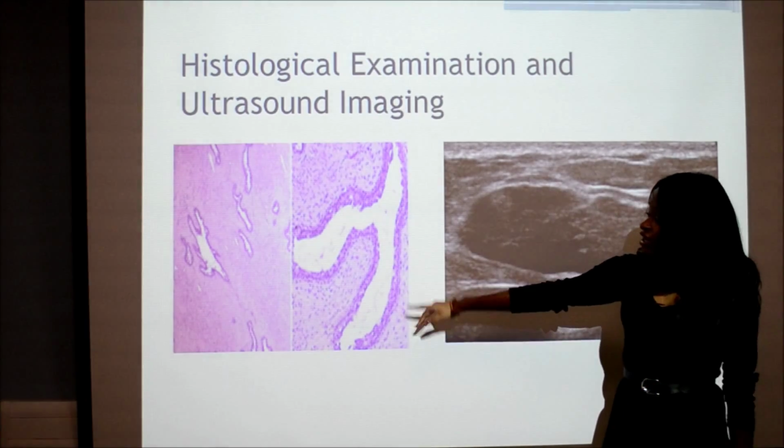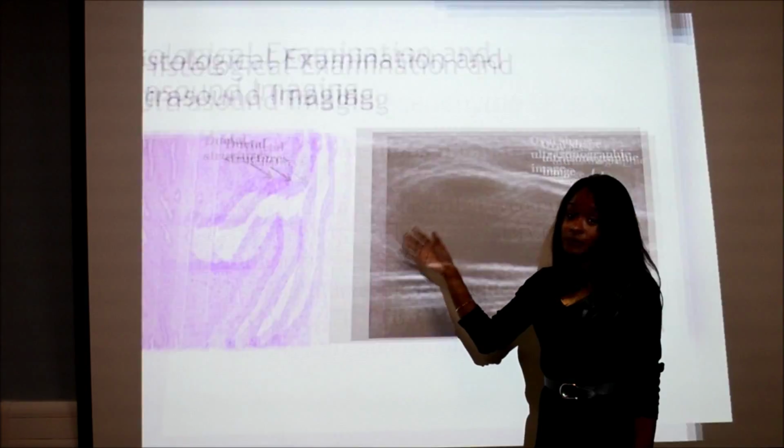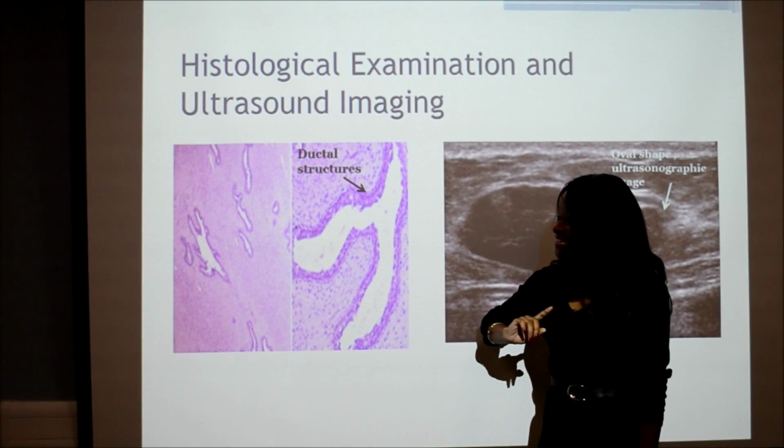So the image over here shows ductal structures that are embedded with the fibrostroma and are also lined.